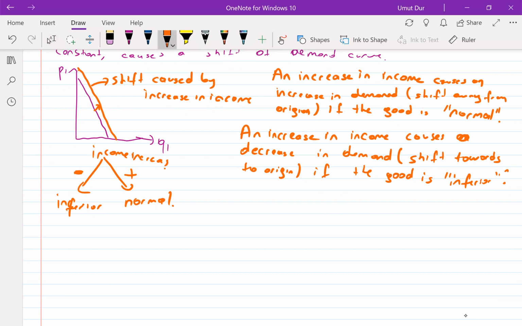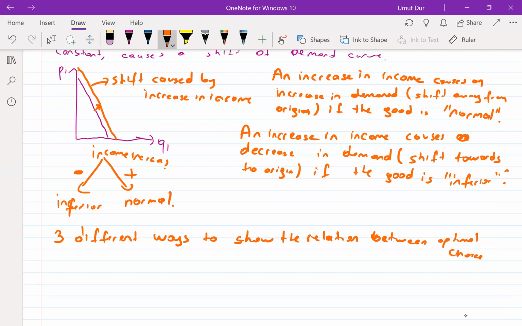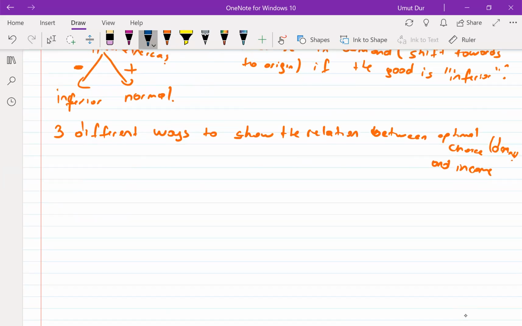So we can use three different ways to show the relation between optimal choice and income. You can think about this as demand. The first one is called the income consumption curve.